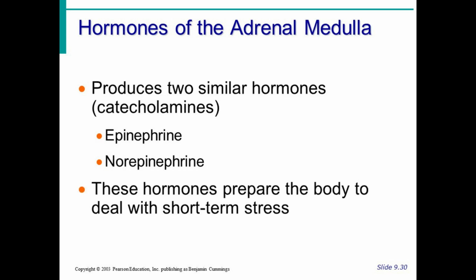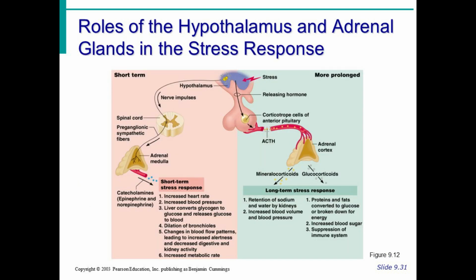The inner layer of your adrenal gland is called the adrenal medulla. It produces two similar hormones which are collectively called catecholamines. So these are the epinephrine or the adrenaline and the norepinephrine or your noradrenaline. These hormones prepare the body to deal with short-term stress. This demonstration is the role of the hypothalamus and adrenal gland in the stress response.